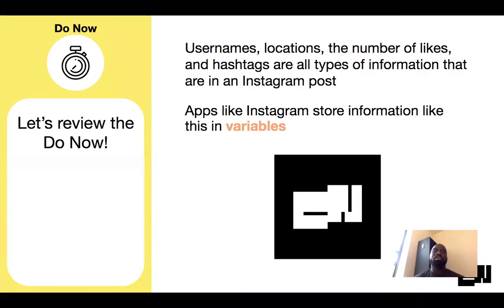Okay. So we just did this assignment. We were able to change the username of the website. And the way we were able to do that is through variables. So usernames, locations, the number of likes and hashtags, all types of information are in an Instagram post if you've ever used Instagram before. So apps like Instagram store information like this in variables. If you don't know what a variable is, we're gonna go through it today, so don't worry.